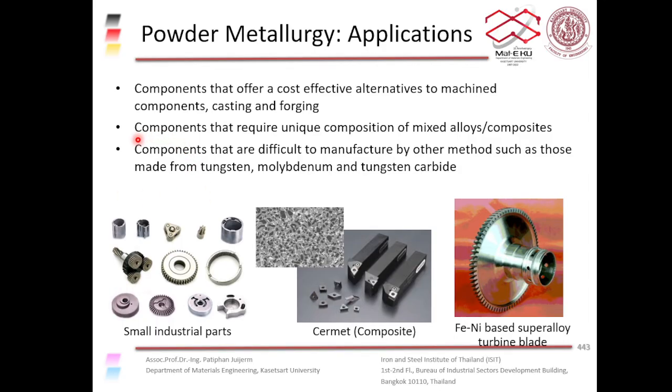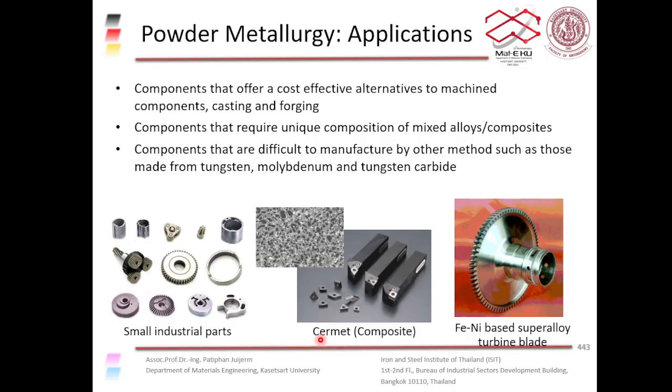The powder metallurgy technique is used when the components require a composition of mixed alloys or unique alloys or composite material. Like for example, in cutting tool bits. The cutting tool bits are made from cermet. Cermet is a type of composite material that consists of ceramic and metal.